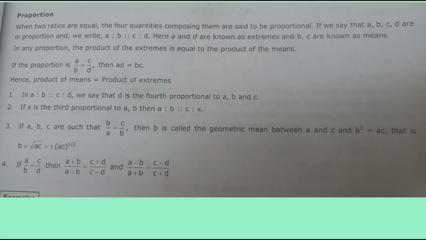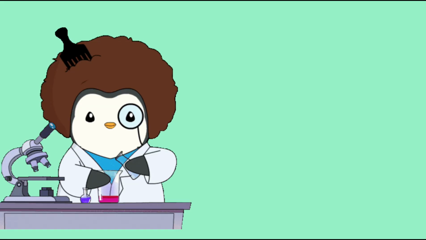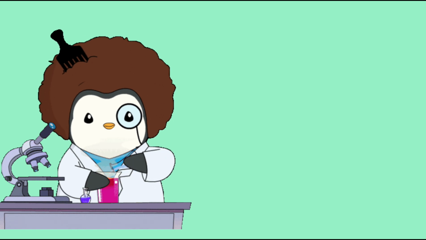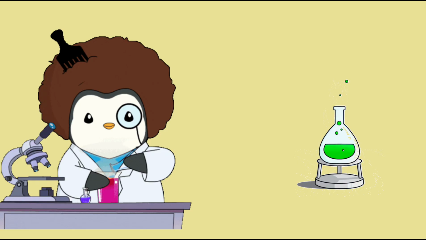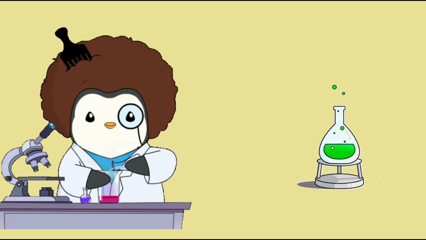It is written using a double colon, like A:B::C:D, or an equal sign, like A/B = C/D. So if a specific gene is amplified using PCR and 10 mg of DNA template produces 50 mg of product, you can use proportion to find out how much product will be produced from 25 mg of template. The proportion would be 10:50 equals 25:x.